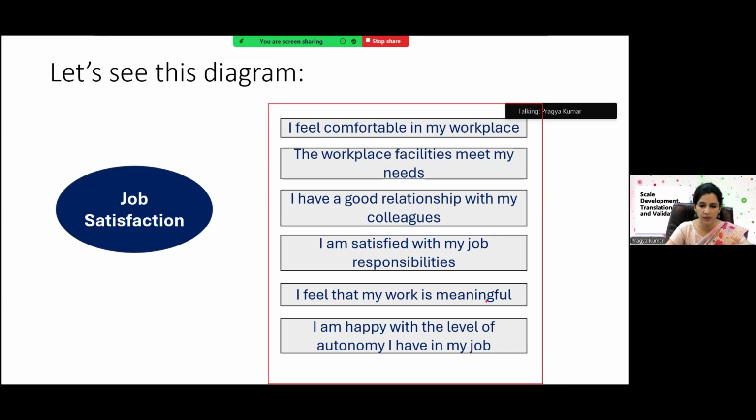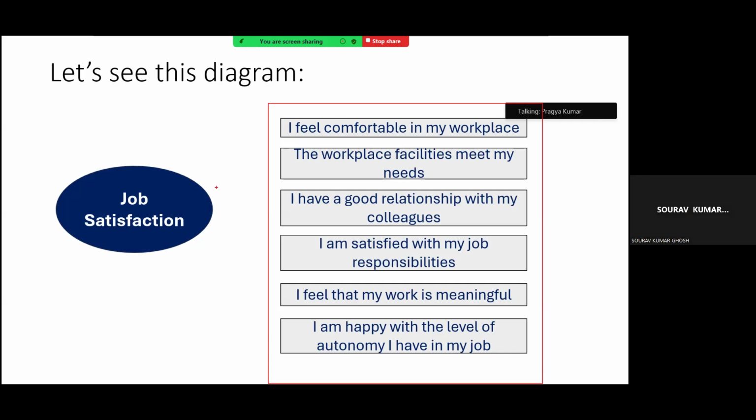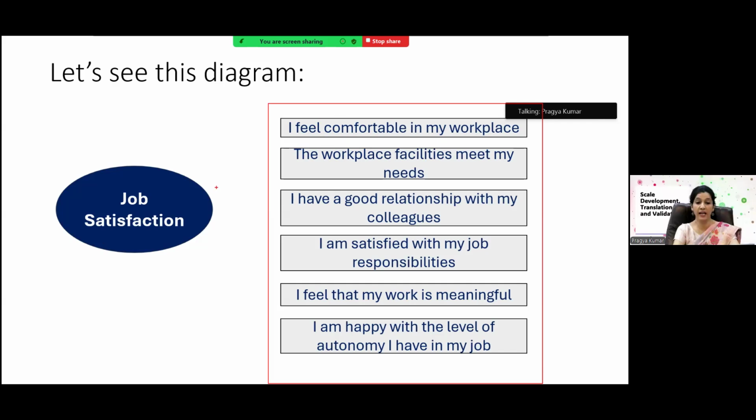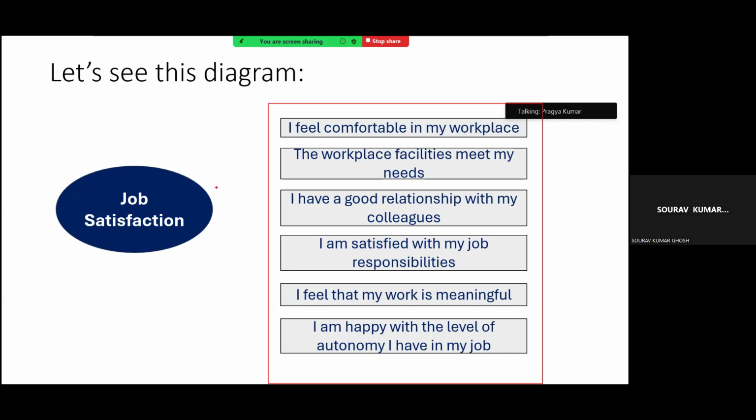If it is a theoretical construct, how should I put it: will job satisfaction affect these items, or will my items affect job satisfaction? Item will affect job satisfaction. Okay, Dr. Saurabh is saying the item will affect job satisfaction. Formative model. Okay.